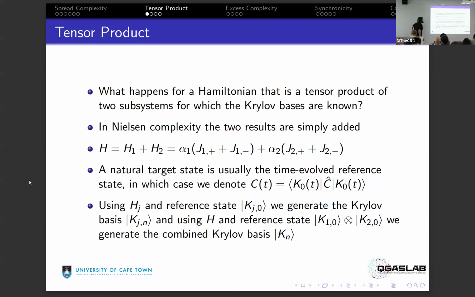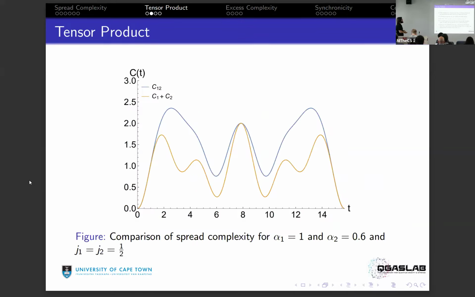And the complexity you can compute for any target state, but a very natural choice is often the time evolved reference state and how this behaves. I'm going to usually call that C(t). So there are three quantities in the game. That's C1(t), where I take the reference state phi1, evolve it with the Hamiltonian H1 to generate the Krylov basis. I do the same with H2 and the second reference state. And then for the third one, I'm going to take this tensor product Hamiltonian and act on the tensor product reference state. I'm going to compare what you get for different values of alpha.